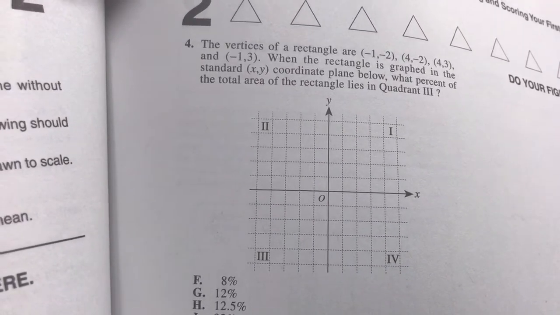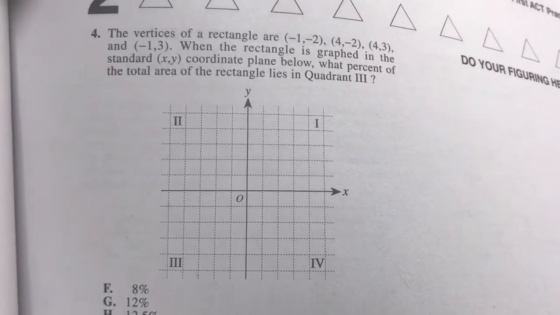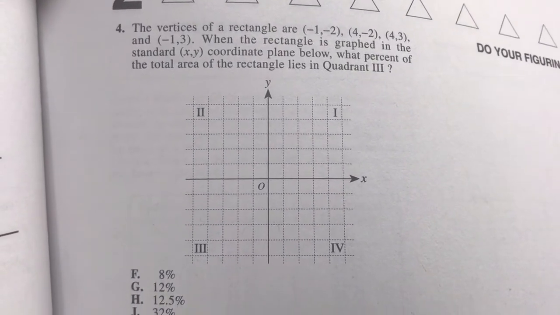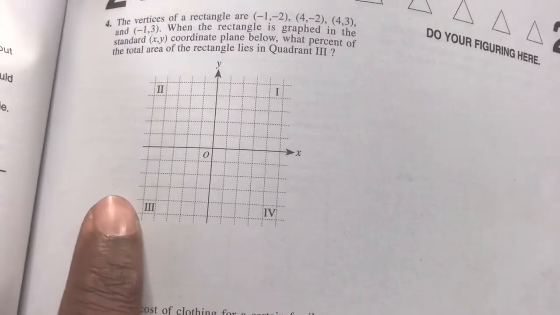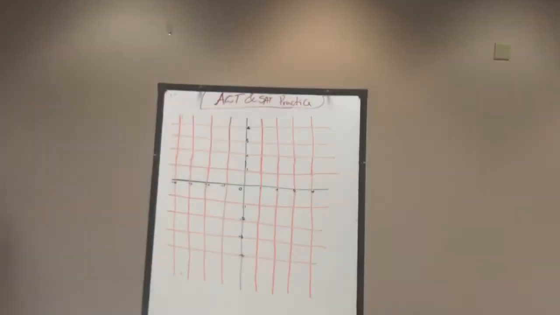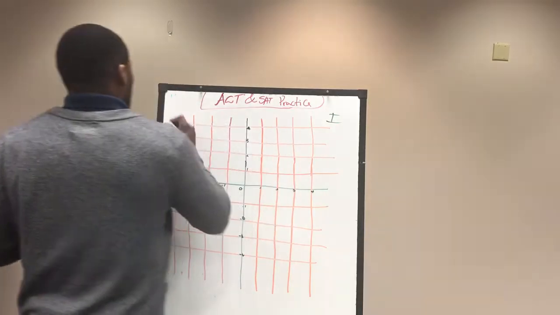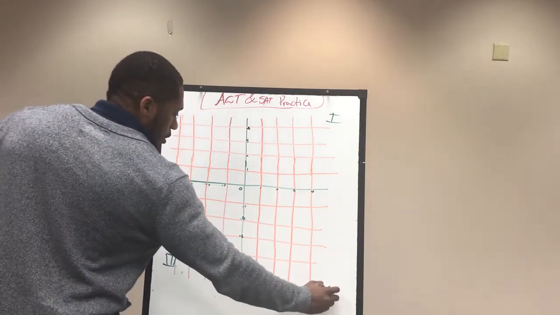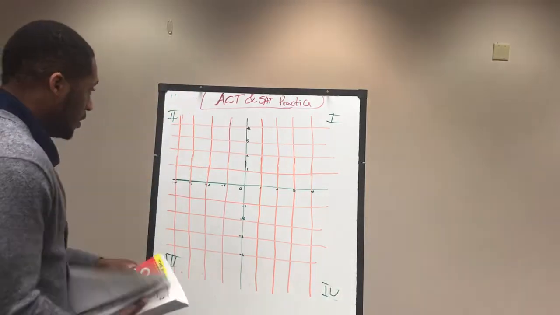They give us the vertexes of a rectangle, and then they ask us what percentage of the total area of the rectangle is in the third quadrant. The third quadrant is this one right here. So we want to know what percentage of the total area is in that quadrant. Let's mark the quadrants here: quadrant 1, quadrant 2, quadrant 3, and quadrant 4. And we're interested in the area in the third quadrant.